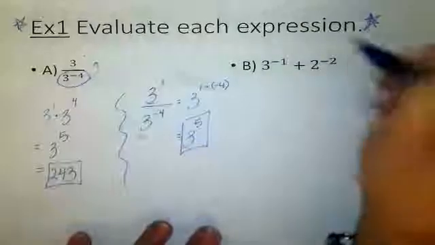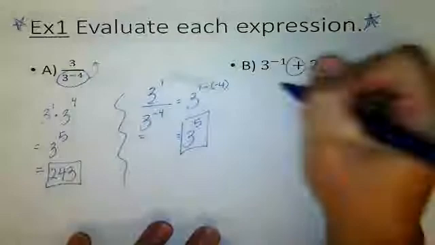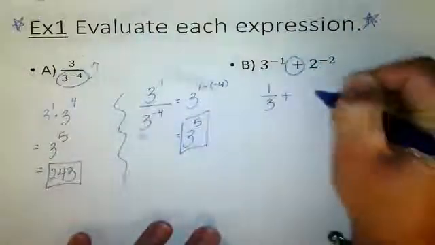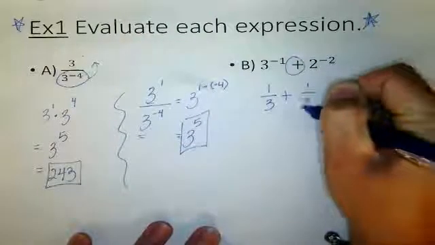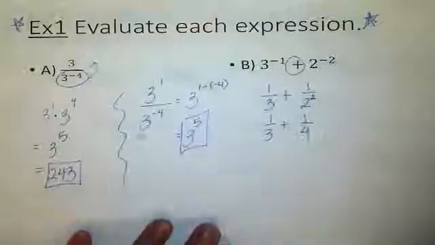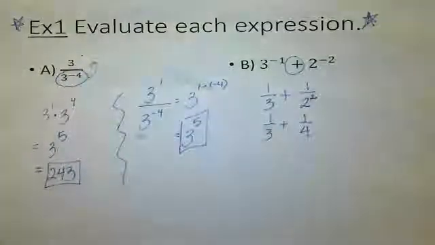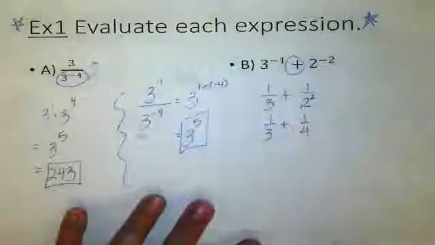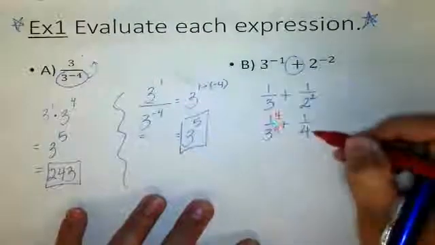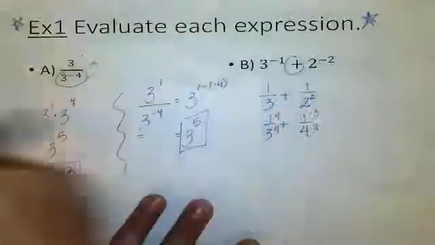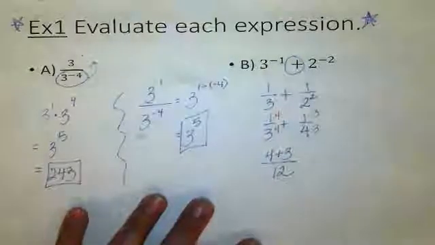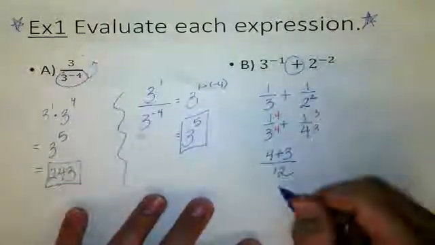Very good. Okay. So the big plus sign here is going to cause a big hiccup. So we're going to go ahead and morph these into their happy fractions. So 1 over 3 plus 1 over 2 squared, which is 1/4. Very good. And then we're going to do what? Common denominators. So we need to multiply the first fraction by 4 and the second fraction by 3 on top and bottom. And that's going to give me 4 plus 3 over a common denominator of 12, which is 7/12.